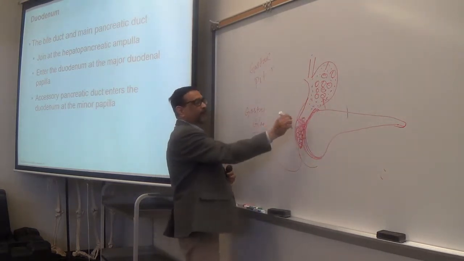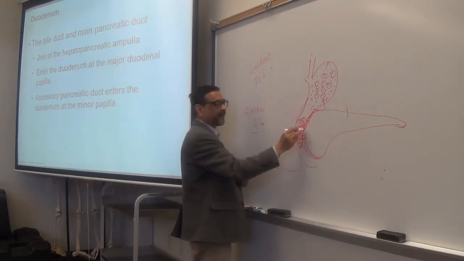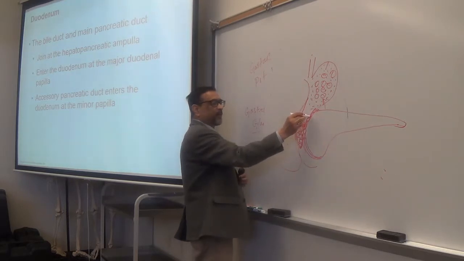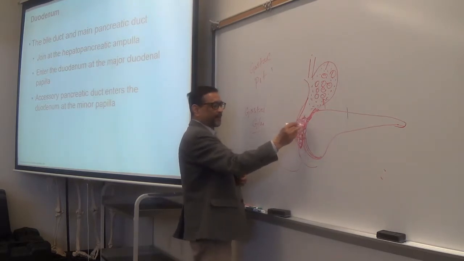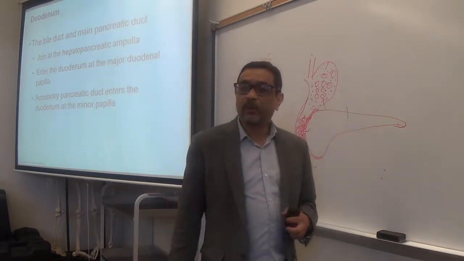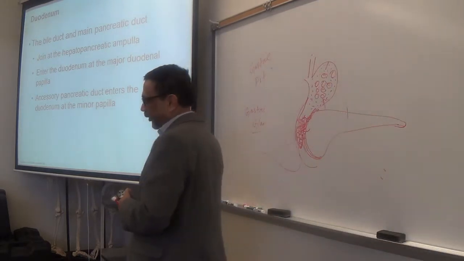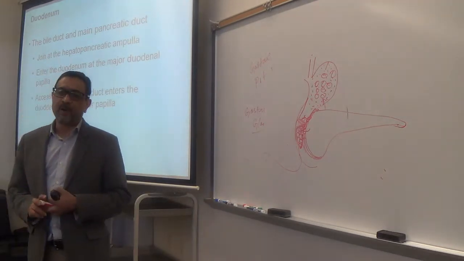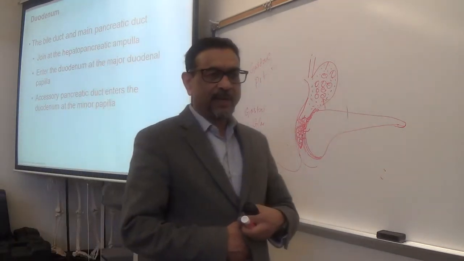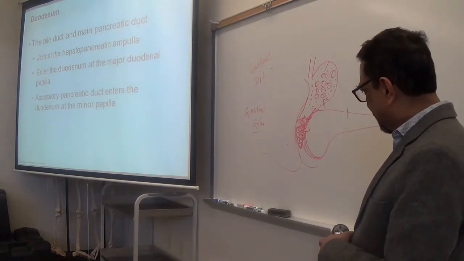Now, there are two openings in the duodenum, and through these openings bile and pancreatic juice enter into the duodenum. Bile comes from the gallbladder, and pancreatic juice comes from the pancreas.